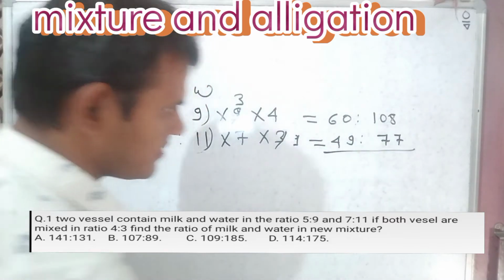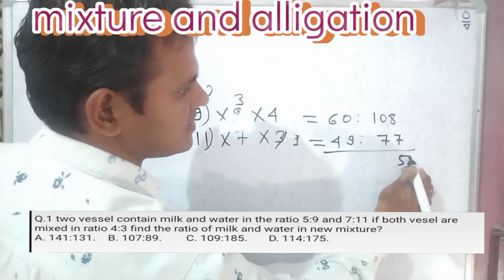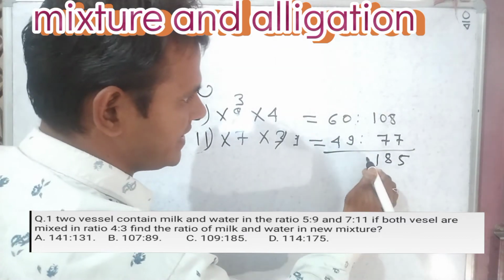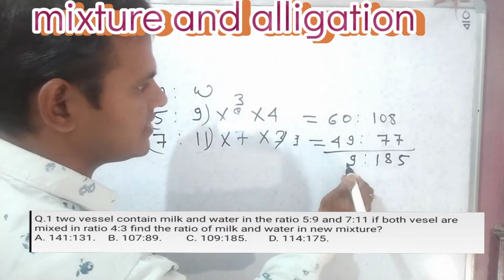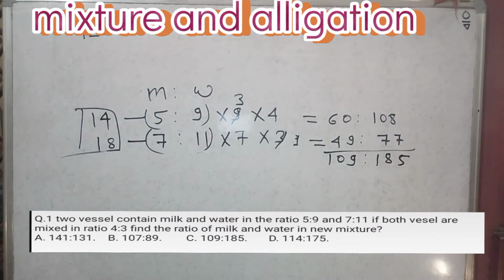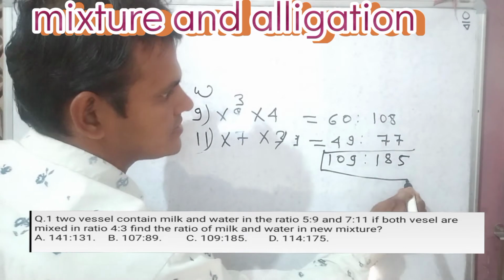Now add them. So 60 plus 49 is 109 and 108 plus 77 is 185. So option C is the correct answer.